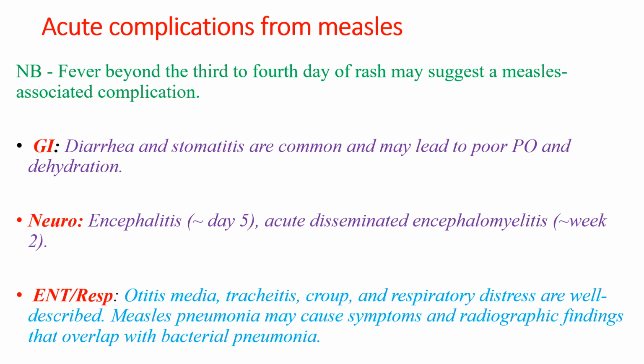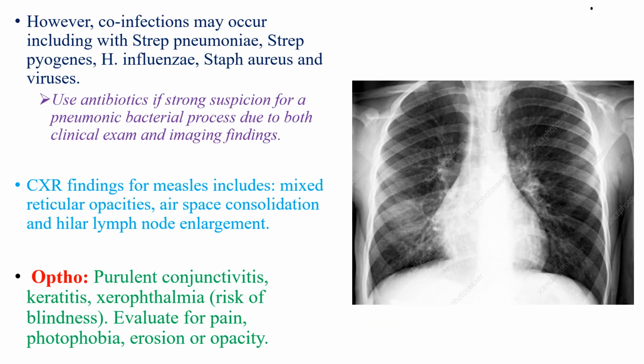ENT and respiratory complications include otitis media, tracheitis, croup, and respiratory distress. They are well described, and measles pneumonia might cause symptoms and radiographic findings that overlap with bacterial pneumonia. However, co-infection may occur, including strep pneumoniae, strep pyogenes, H. influenzae, Staph aureus, and viruses. So use antibiotics if there is strong suspicion for a bacterial pneumonic process, when clinical exam and imaging findings suggest bacterial superinfection. Chest X-ray findings for measles include mixed reticular opacity, airspace consolidation, and hilar lymph node enlargement.